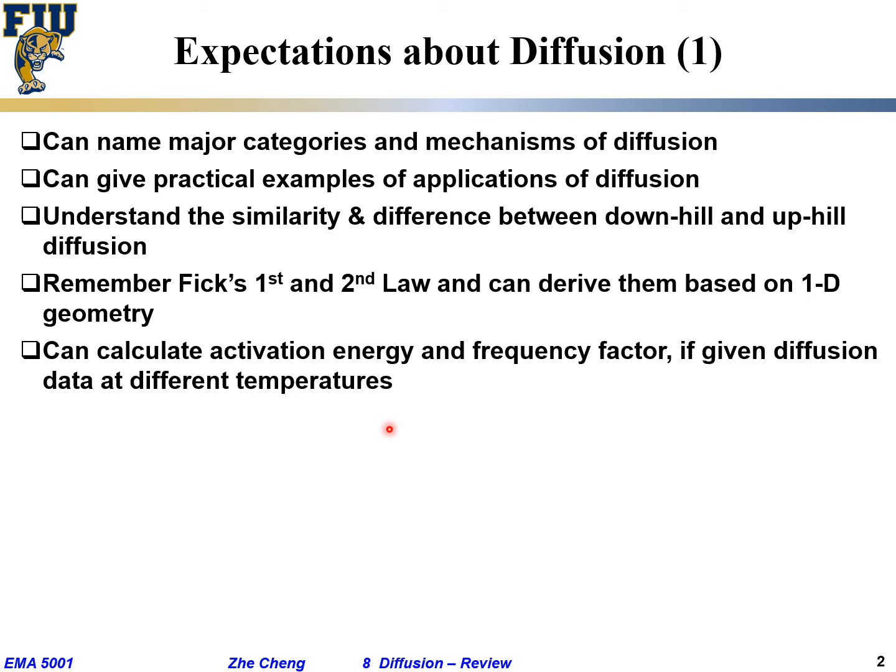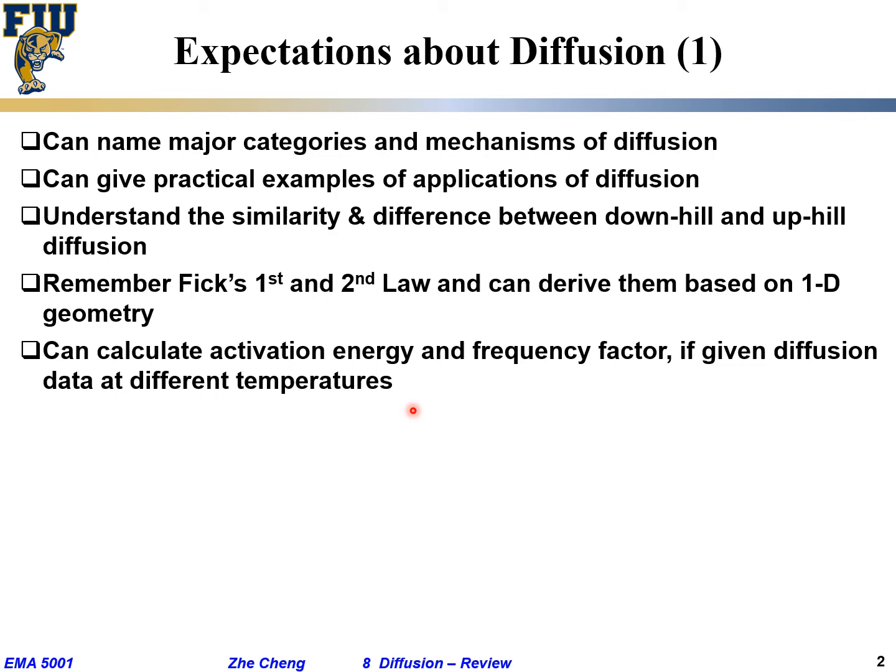And I also expect you to be able to calculate what? The so-called activation energy, Q, and the frequency factor in front for the diffusion coefficient if you are given the diffusion rate at different temperatures. Okay, this is very, very important. And with the activation energy and the frequency factor, you can also back calculate the diffusion coefficient at all different temperatures. We remember we mentioned the diffusion coefficient is a matter of how fast the diffusion would happen for a given system.